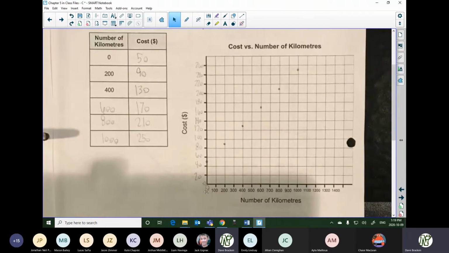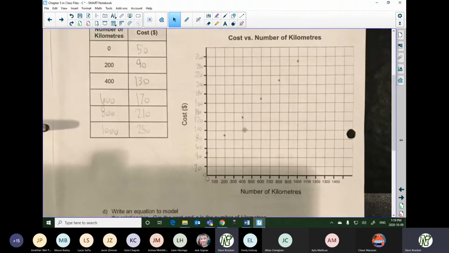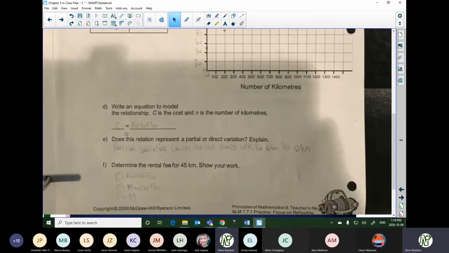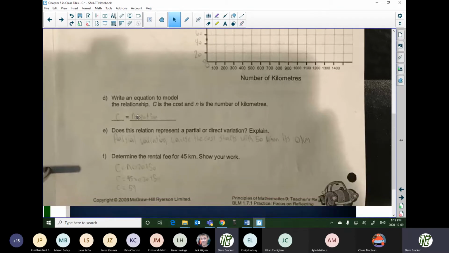We graph the thing. Make sure you do your scales on the side. We graph it. We come up with the equation. See right here, the n is in front of the decimal 20. I would just write it decimal.